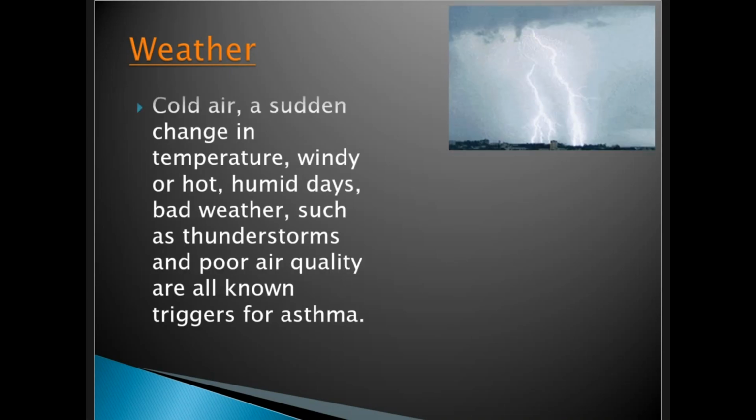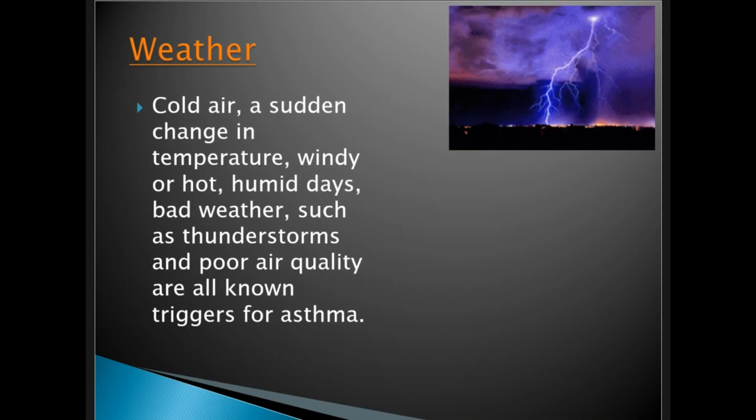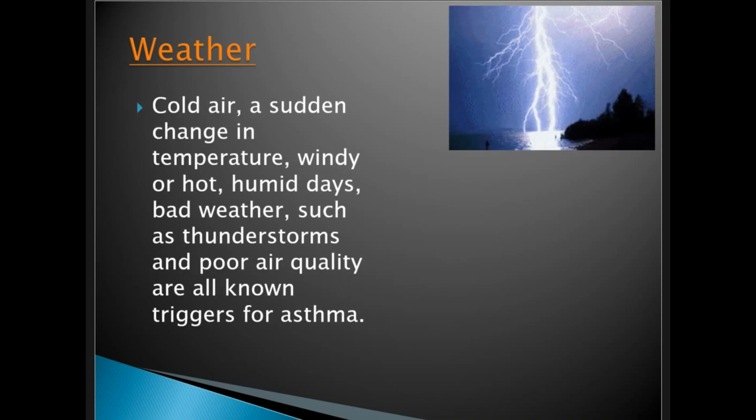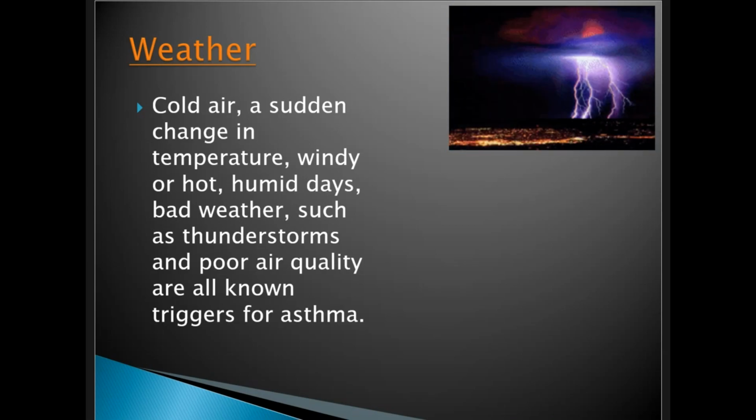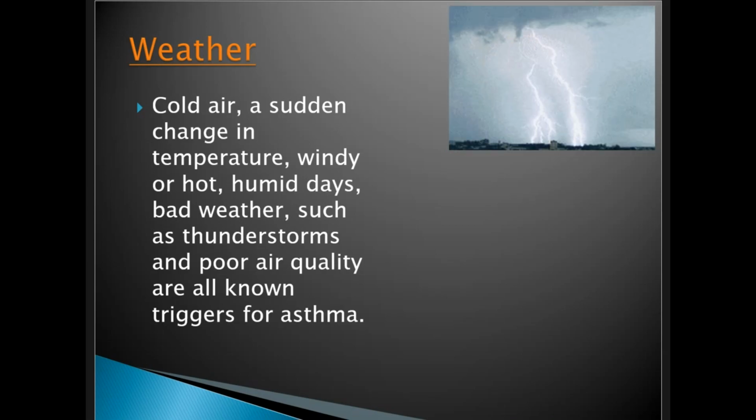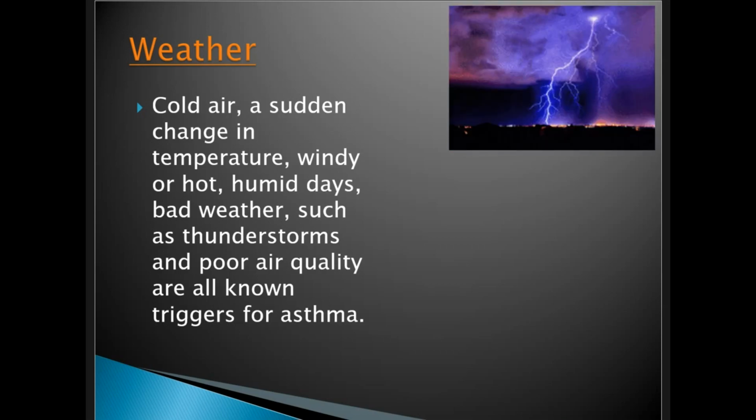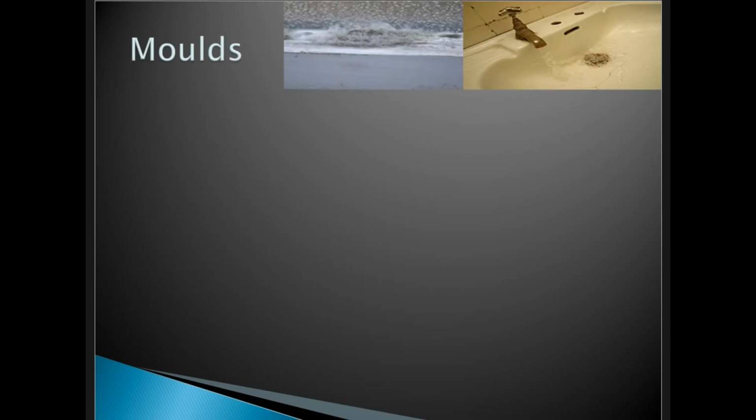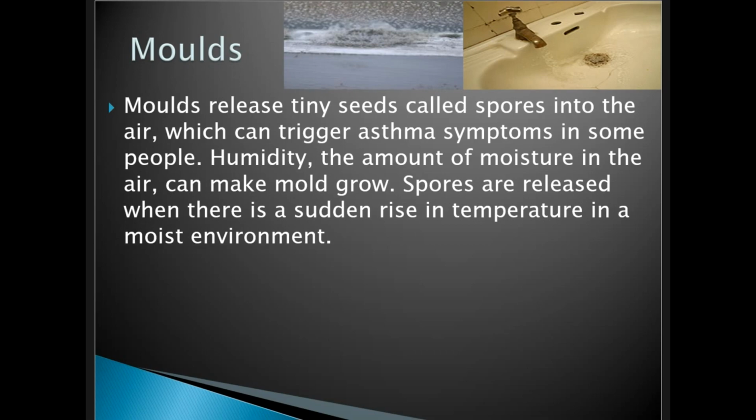Weather. Cold air, a sudden change in temperature, windy or hot, humid days, bad weather, such as thunderstorms and poor air quality are all known triggers for asthma. Molds. Molds release tiny seeds called spores into the air, which can trigger asthma symptoms in some people. Humidity, the amount of moisture in the air, can make mold grow. Spores are released when there is a sudden rise in temperature in a moist environment.